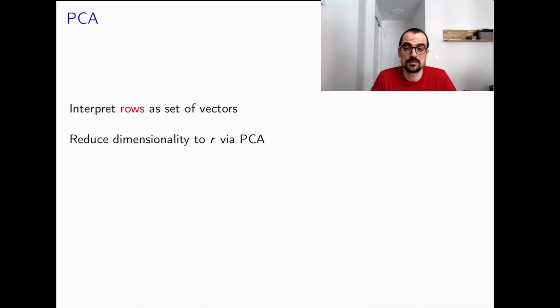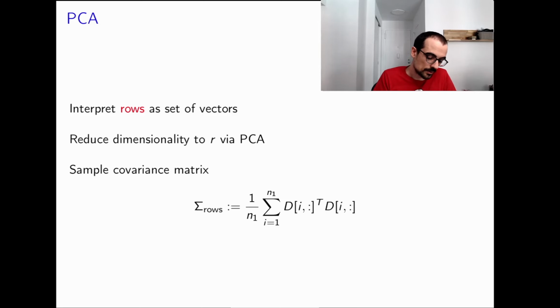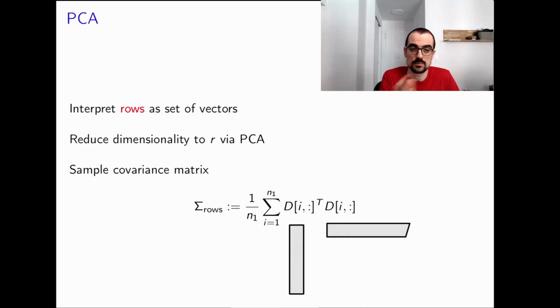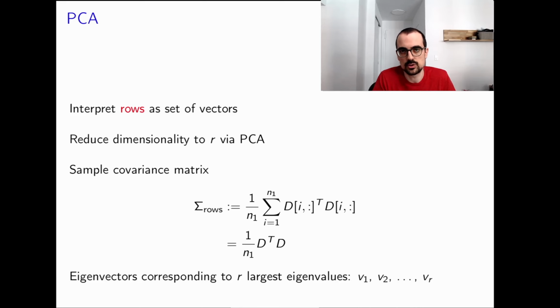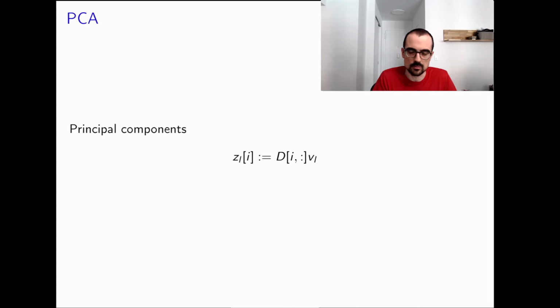We can in fact do that. We can interpret the rows as sets of vectors. What are we going to do? We're going to reduce the dimensionality of the rows by applying PCA using the sample covariance matrix of the rows. In this case, I'm going to put a row here, and let's assume that D is actually rectangular, and another row there. I'm going to compute this outer product and sum over all the rows. That's going to give me the sample covariance matrix. This is exactly equivalent to doing 1 over n D transpose D. Remember that for the columns we were doing D D transpose. That's the difference. So we would do this and we would get the R eigenvectors associated to the R largest eigenvalues, and we would compute the principal components.